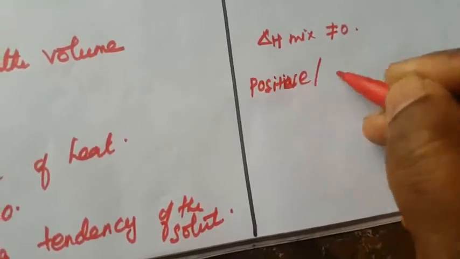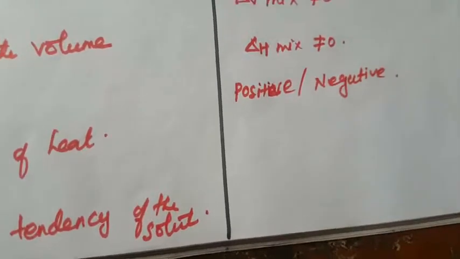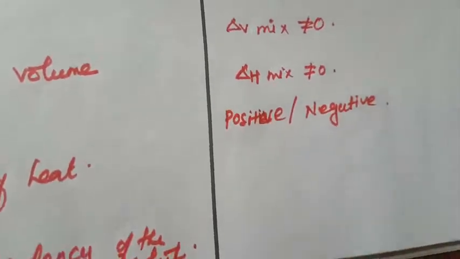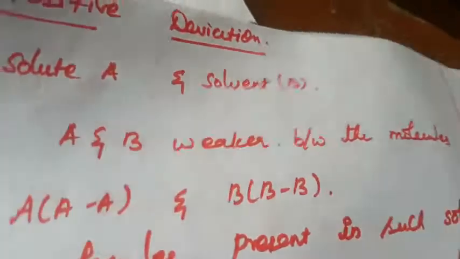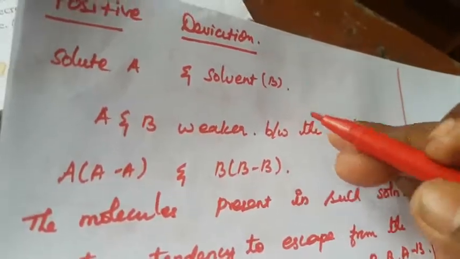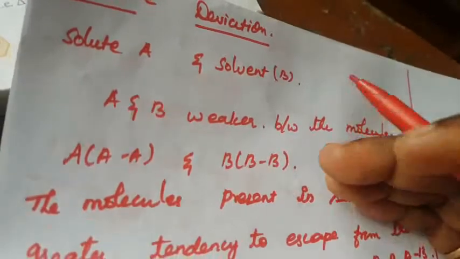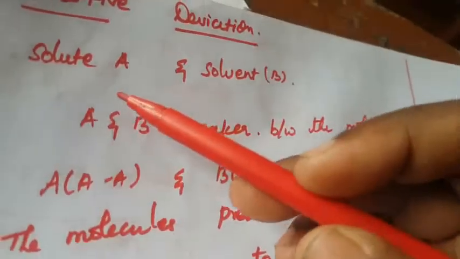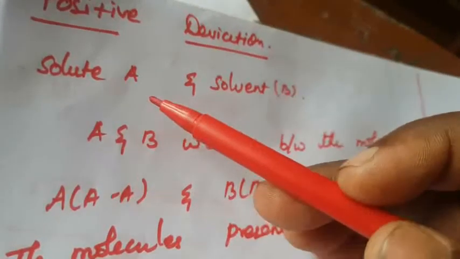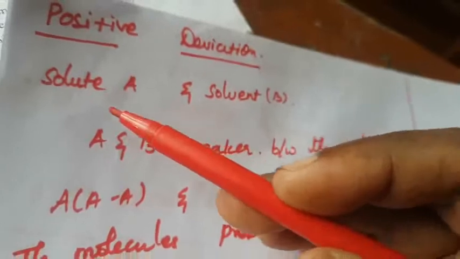What is positive deviation? What is meant by negative deviation? Next we are going to see what is meant by positive deviation. First, non-ideal solution with positive deviation from Raoult's law. The nature of deviation from Raoult's law is explained by the intermolecular interaction between the solvent and the solute.